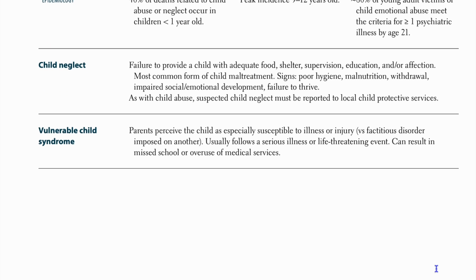There's child neglect. It's failure to provide a child with adequate food, shelter, supervision, education, and/or affection. Most common form of child maltreatment. Signs are poor hygiene, malnutrition, withdrawal, impaired social emotional development, and failure to thrive. So this is what you will see in the scenario: poor hygiene, malnutrition, withdrawal, impaired social or emotional development, and failure to thrive.